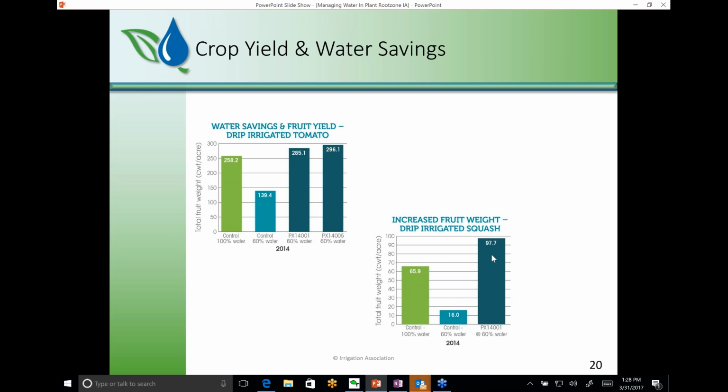So to do some economics on this, if you look at a hundredweight value of $35 per hundredweight, this increase in yield resulted in the grower getting about $1,113 additional per acre through the use of a water management chemistry and utilizing less water and energy to push it.